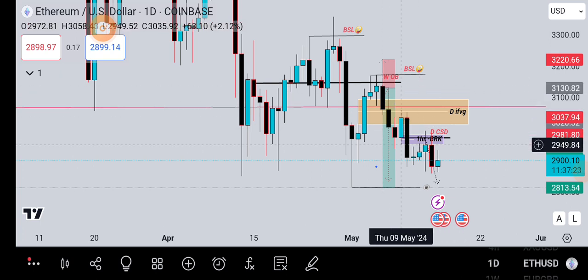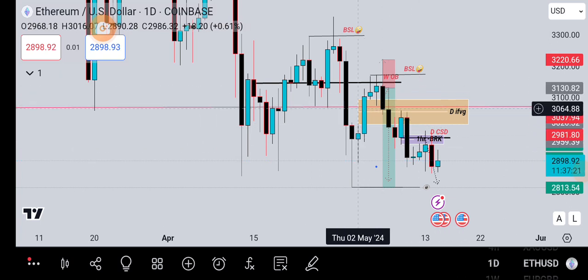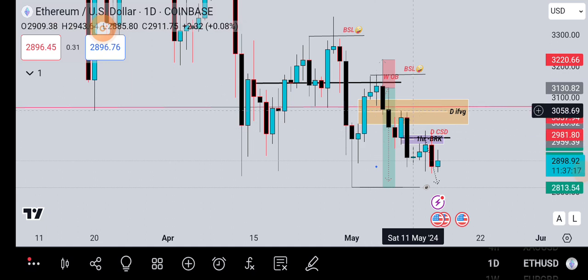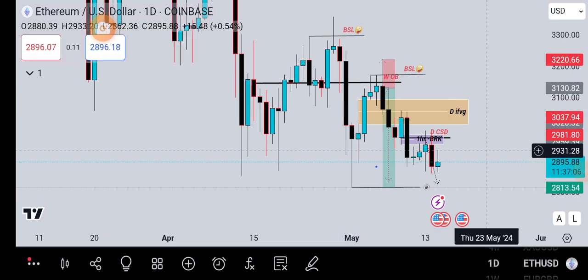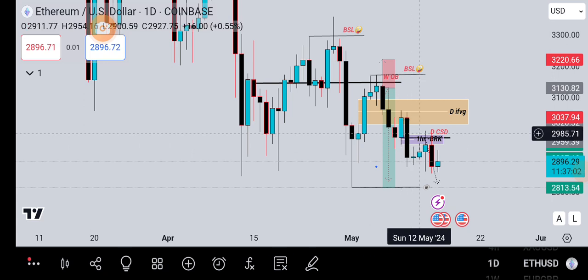The market rallied lower, closing below this daily inversion fair value gap. We rallied back into the midpoint, and you can see this clean reaction. Then we dropped lower from the consequent encroachment of this daily inversion fair value gap. We dropped lower. We had this daily order block, which I labeled my daily change in state of delivery, because this candle closed below the opening price of this candle.